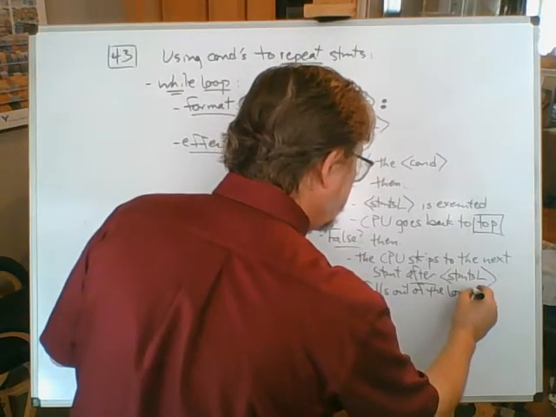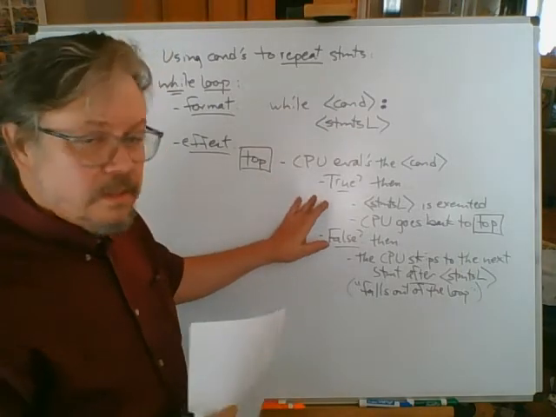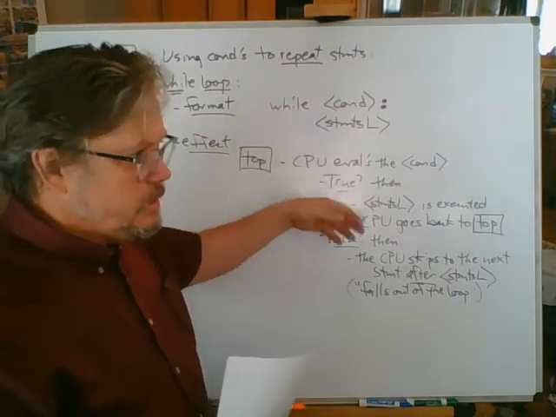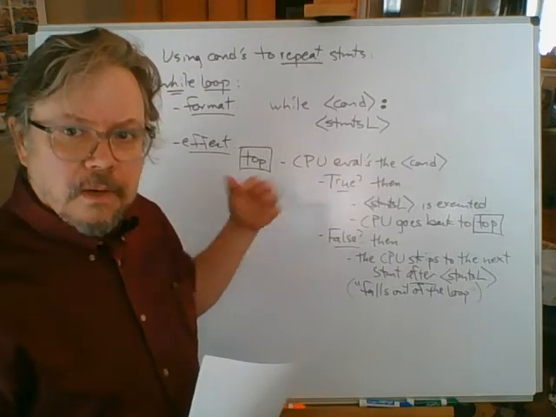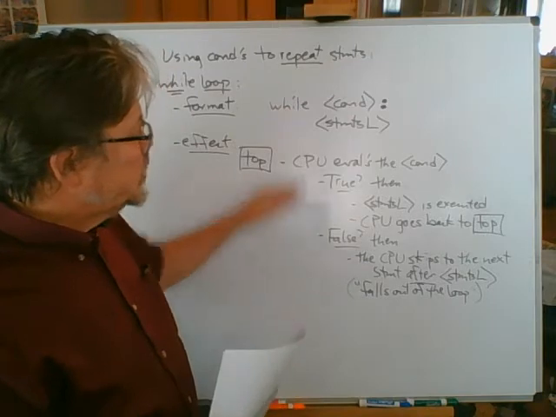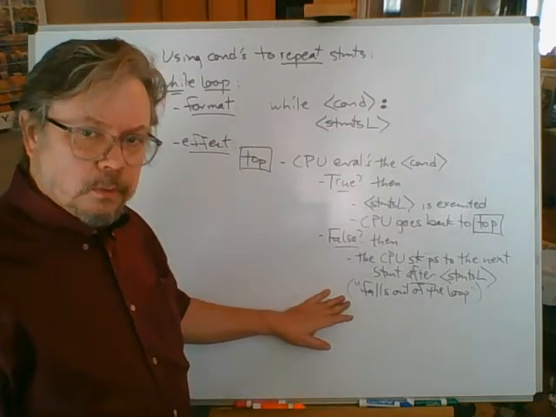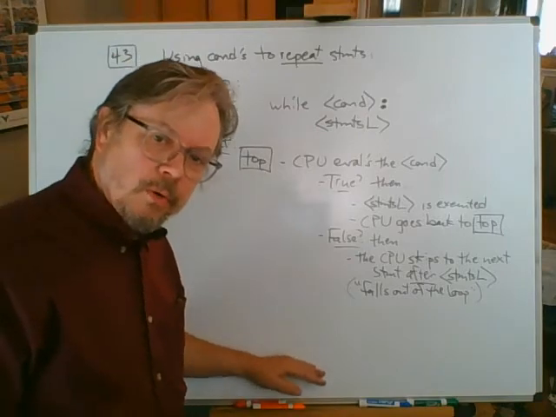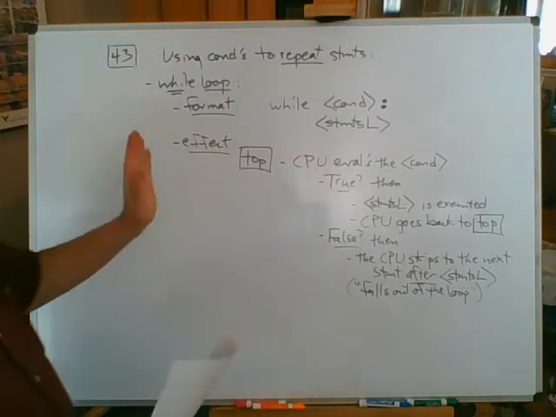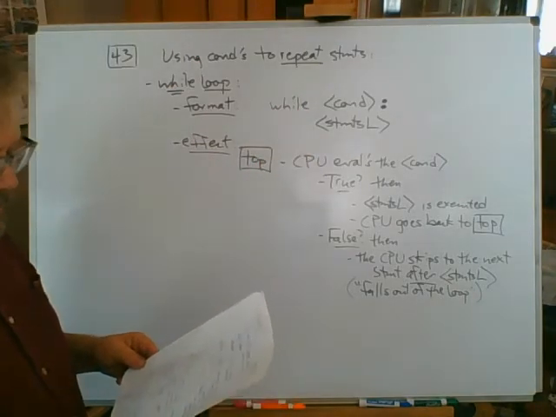And you might think, how can it fall out if the condition was false and it was never in the loop? Well, here's the deal. The condition might be true several times, always true, true, true, true. And then eventually it turns false somehow. It better. When it turns false, then the CPU falls out of the loop and continues on with your program, executing statements that are after the indented statements underneath the while statement.